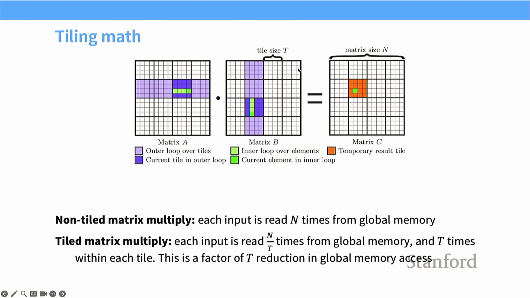If I do a tiled matrix multiply, the global reads are operating over tiles. So I'm reading each input n over t times from global memory, and I'm reading t times within each tile. Of course, I'm doing matrix multiplies, so I can't reduce the total number of reads. I have to read all the matrix elements, but I can shift the reads into fast shared memory. So I do t times memory reads into shared memory and n over t times from global memory. That's great because if we have a big shared memory that can store big tiles, that's a factor of t reduction in the total amount of data that has to come from global memory. So tiling can be a really, really powerful idea when you're operating over matrices and you can move things into shared memory.